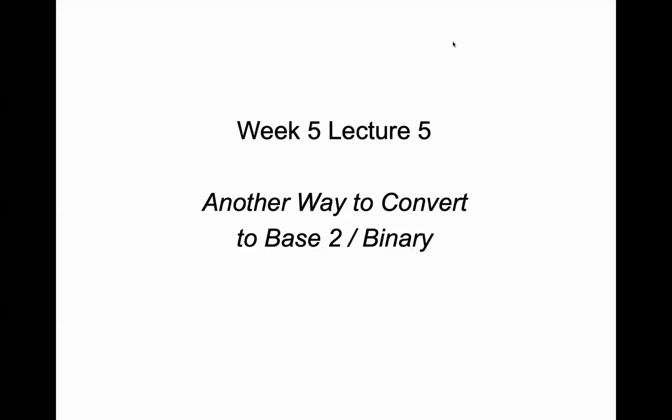This is lecture 5 for week 5 of CS 1030. And in this lecture segment, we're going to look at a different way to convert from a number to base 2, or binary. If you remember, we looked at a left to right algorithm for finding the binary representation of a number in the last lecture segment. This time we're going to look at an algorithm that works in the other direction. So let's take a look at the algorithm.